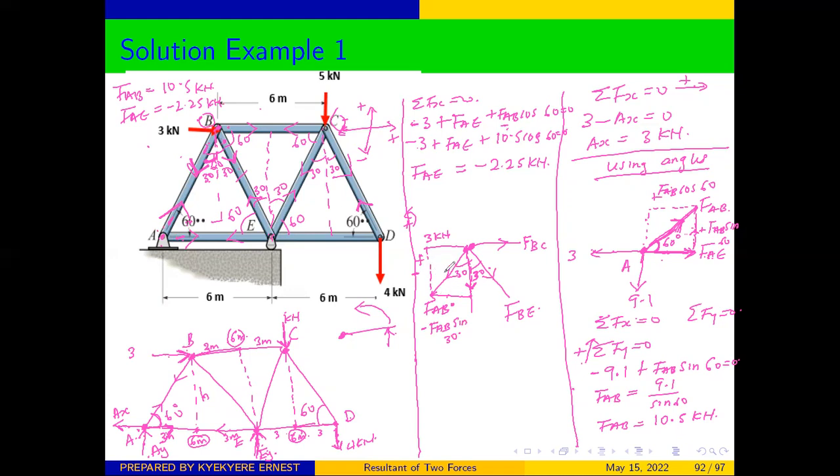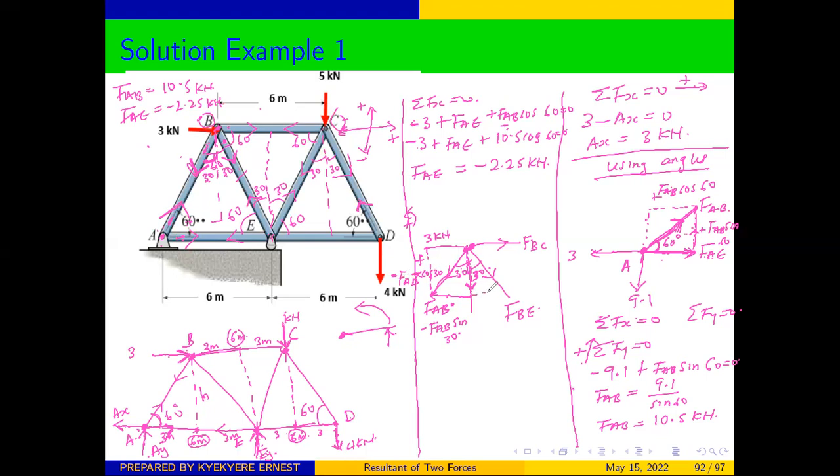And then our Y component for FAB, the force at this side. You can see that our Y component is adjacent to the angle 30. Therefore, we are going to get negative FAB times cos 30, because it's adjacent to the angle. FAB cos 30.